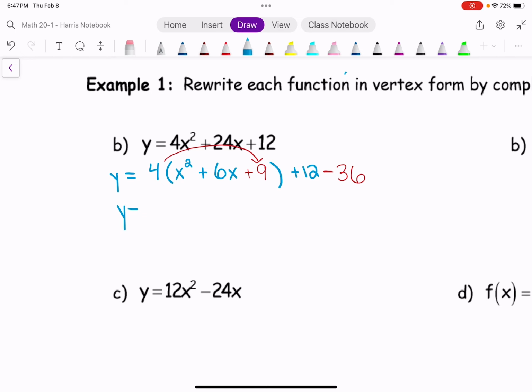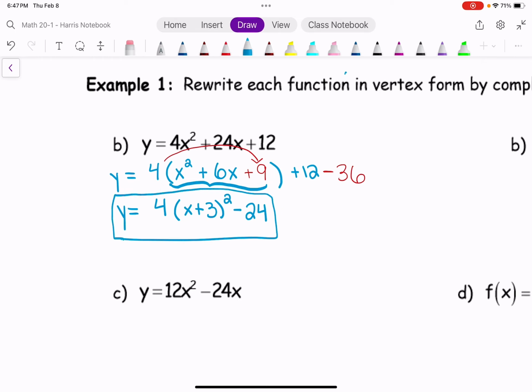Now I'm going to take it one step down. So I have y is equal to 4. Now I'm going to take my x squared plus 6x plus 9 and turn that into my perfect trinomial factor, which is x plus 3 all squared. That's what that gets changed into. Then I have my positive 12 minus 36. That becomes negative 24. So then this is my lovely vertex form now.